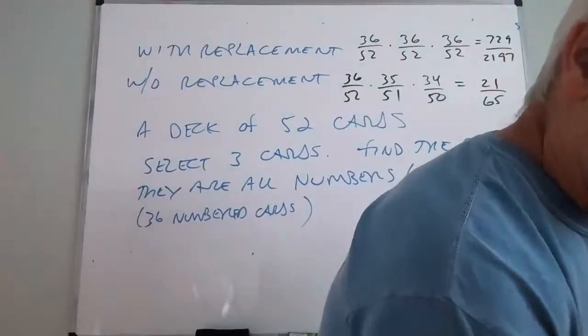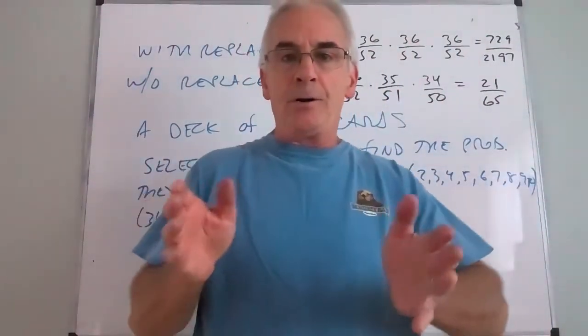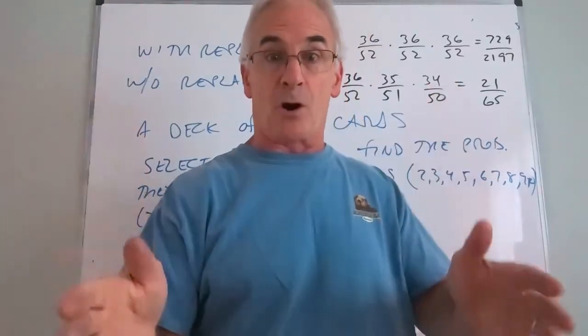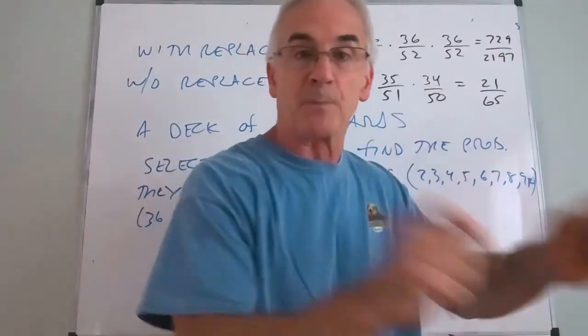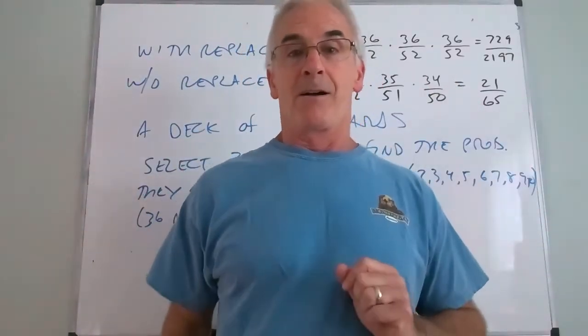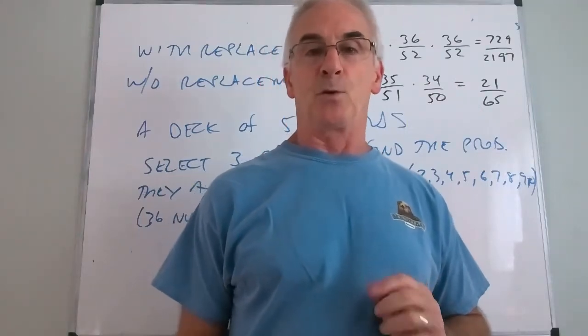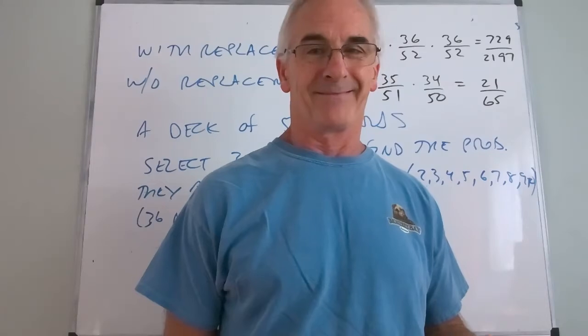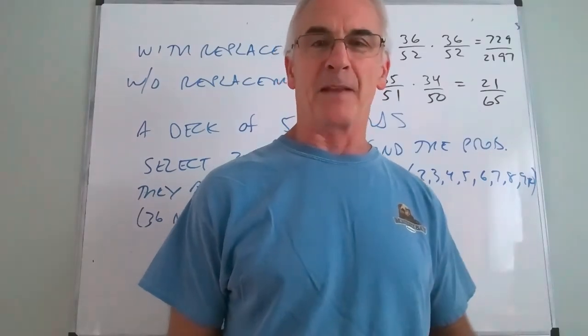Now, the idea that if I've selected a card, I looked at it, it's a numbered card, and I set it aside, there are now fewer cards, there are fewer numbered cards. That affects my probability. Might this be useful if you were a card player knowing this? This type of mathematics, might that be useful?